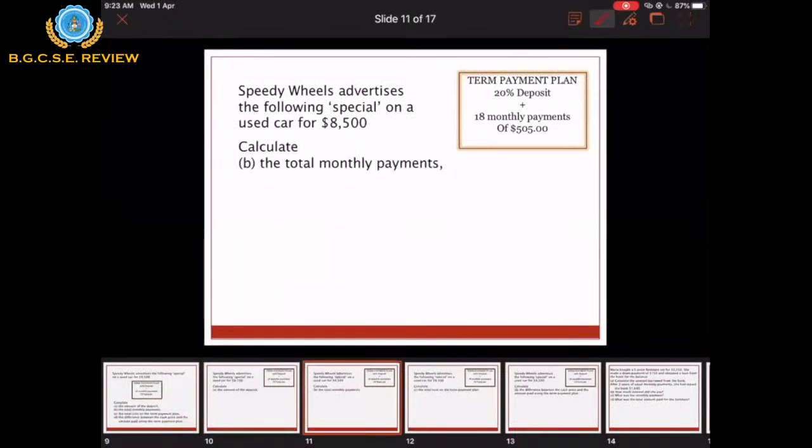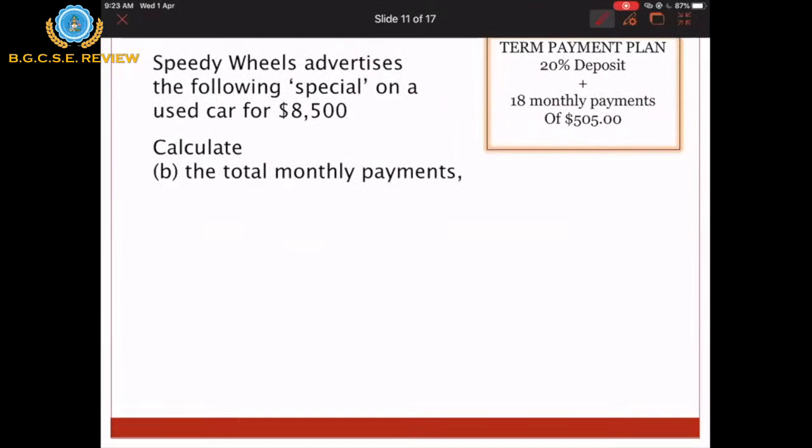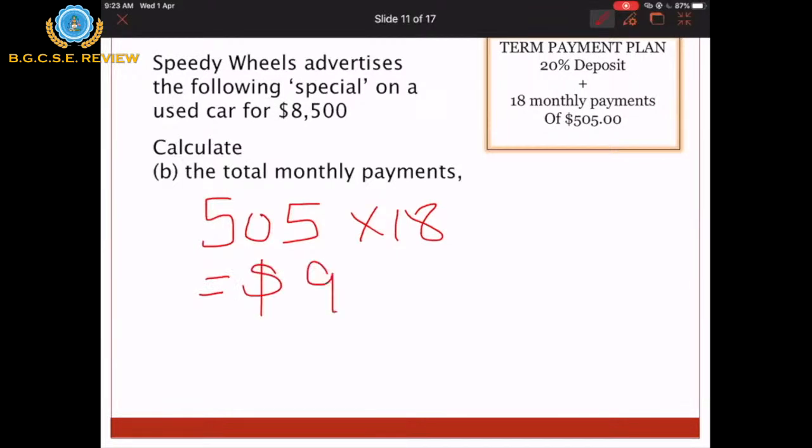B asked me to find the total monthly payments. Remember now, to find the total monthly payments, I take the amount I pay each month and multiply by the amount of months I have to pay. So if I'm paying $505 for 18 months, here's my working. And I put that into my calculator. In total, my monthly payments are going to be $9,090.